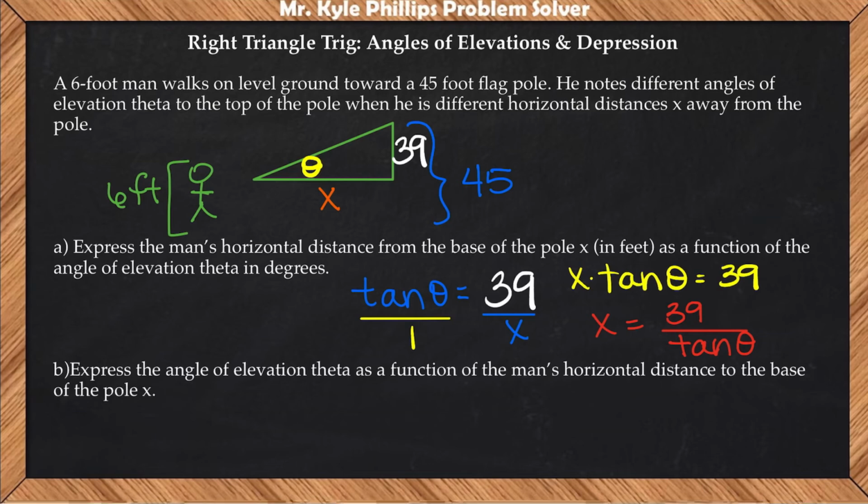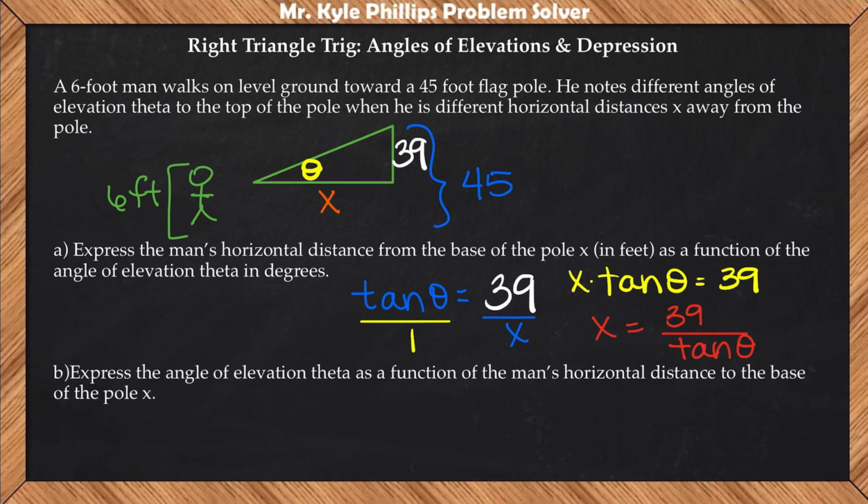Now here, this is a function that will solve for the horizontal distance. So if you wanted to find any horizontal distance as the man continues walking, all we need is the angle of elevation. All right, on B it says express the angle of elevation theta as a function.